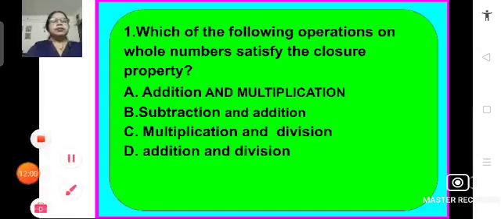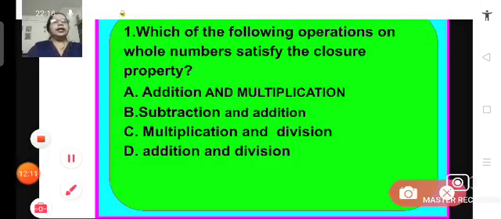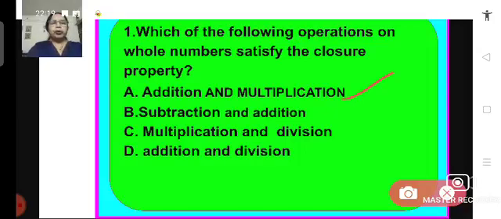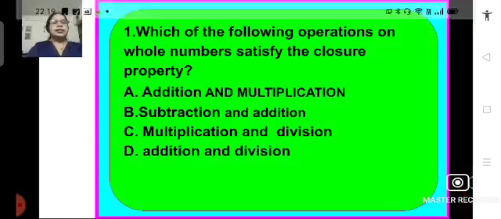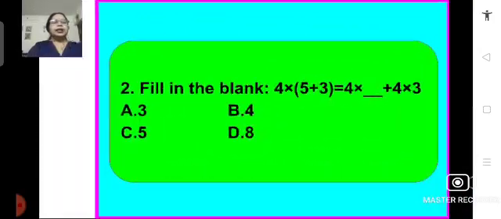Let's look at this MCQ problem. Which of the following operations on whole numbers satisfy the closure property? A is addition, multiplication; B subtraction and addition; C multiplication and division; D addition and division. We know that closure property applies only to addition and multiplication of whole numbers. So the first option is the correct one.